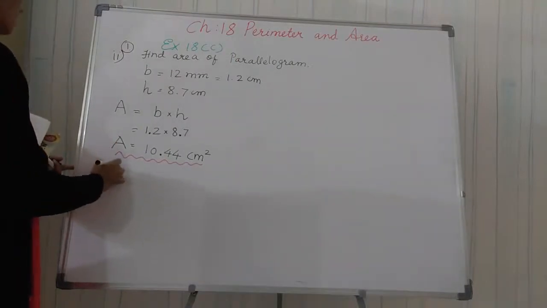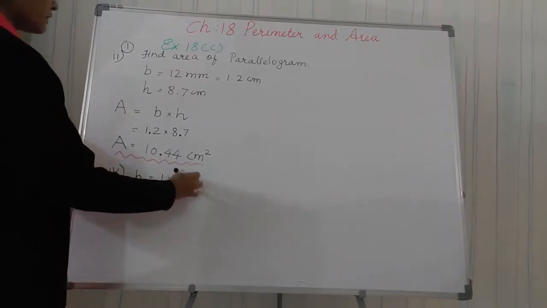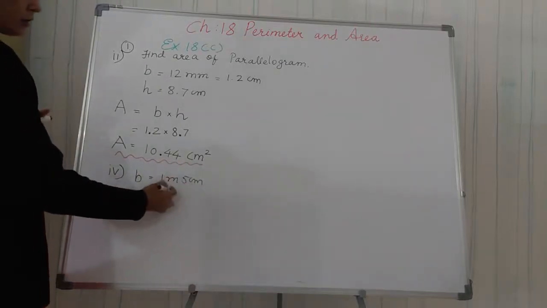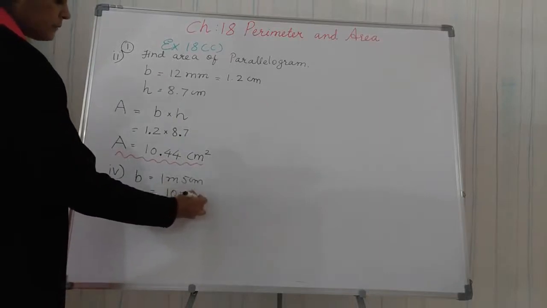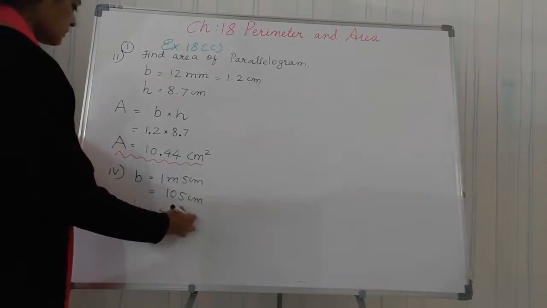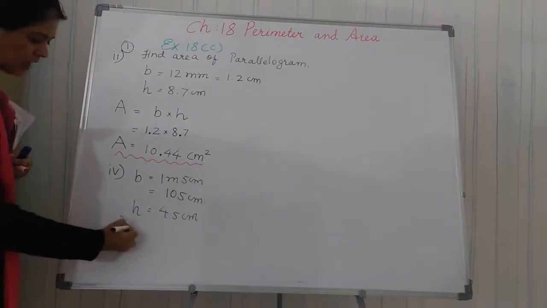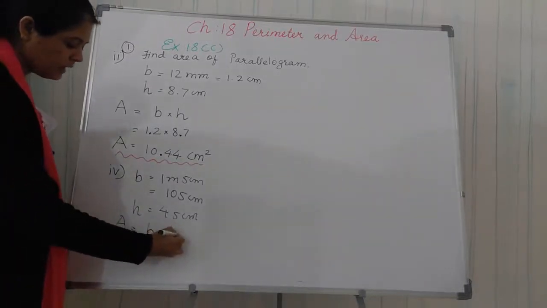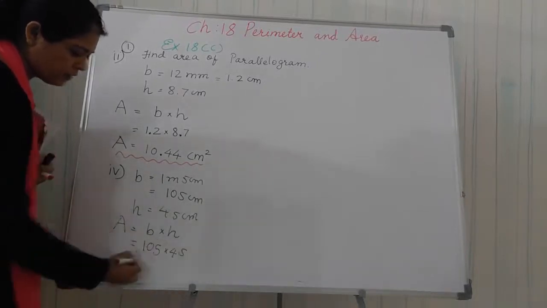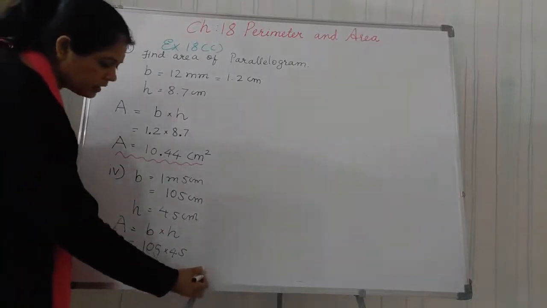So in the 4th question, I can give base here as 1 meter and 5 centimeters. So 1 meter is 100 centimeter and 5, so it is 105 centimeter. And height is 45 centimeters. Right? Like this. So students, you have to take the formula area is equal to base multiply height. 105 multiply 45. So now I think you all can multiply this and write your answer here in centimeter square.